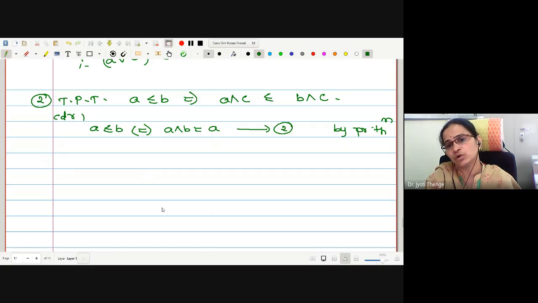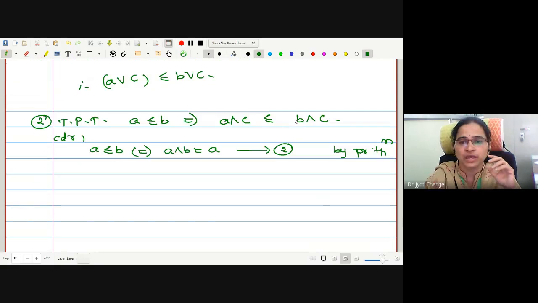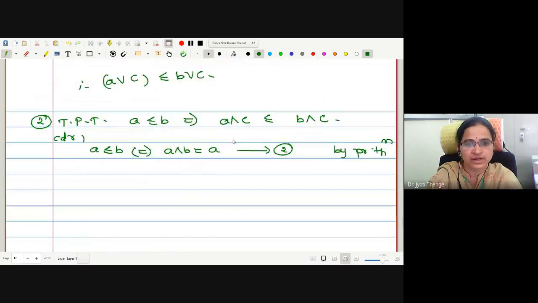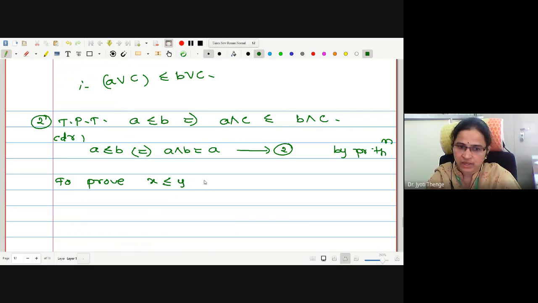Again, here we want to prove X precedes Y. Now we have meet in hand with us. So instead of proving with the join, I will prove it with meet. Therefore, X meet Y, I will prove X. Correct? To prove X precedes Y, we will try to prove X meet Y is X. Correct?